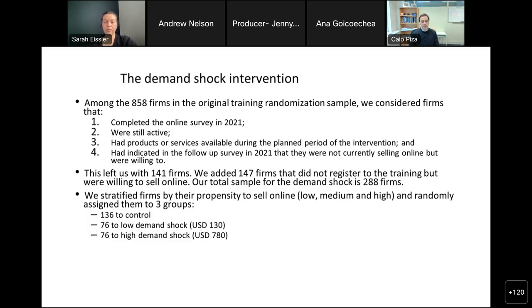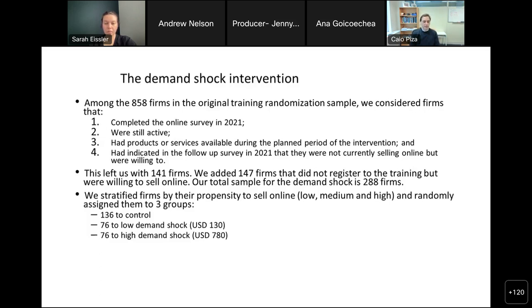Then we added 147 firms that did not register for the training, but said they were willing to sell online. So we are left with around 300 firms for this demand shock experiment. And this is how we randomly assigned them to each of the treatment arms. First, we stratified these firms based on their propensity to sell online. We could identify firms with low, medium, and high propensity to sell online. And then we randomly assigned them to peer control, so firms that wouldn't receive any online order.